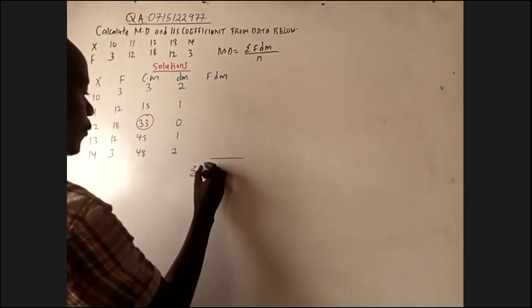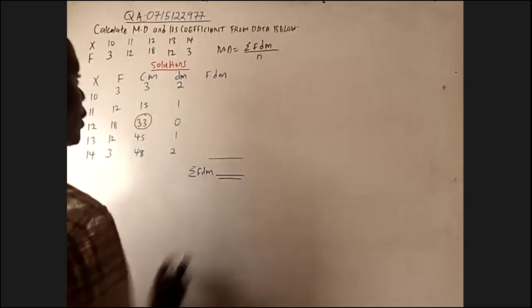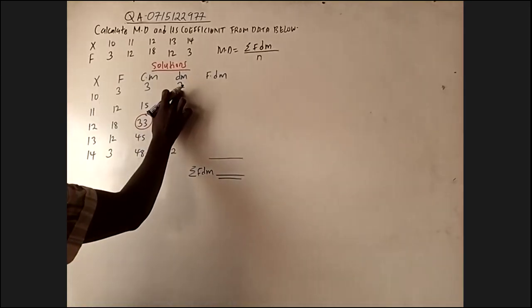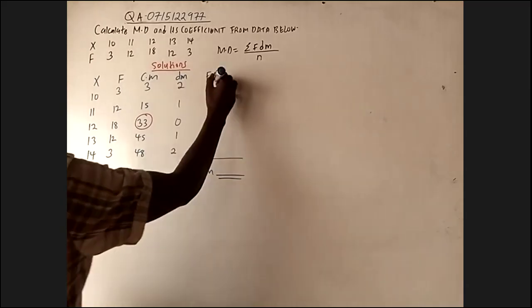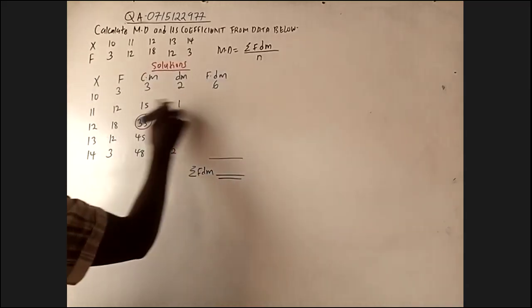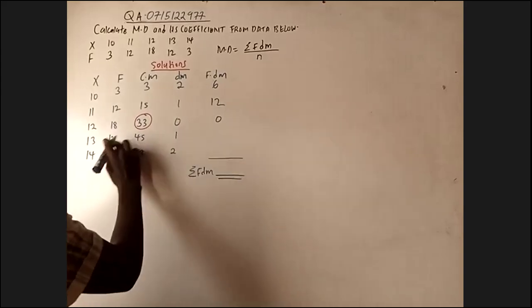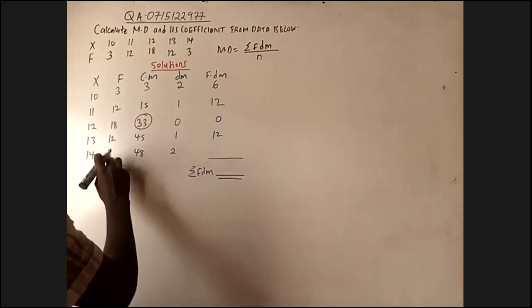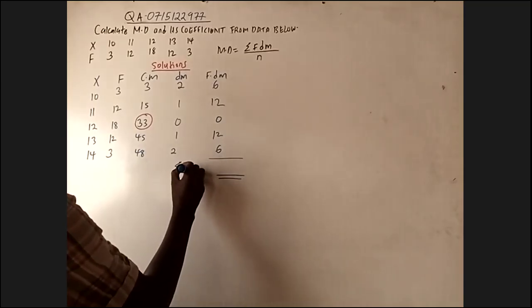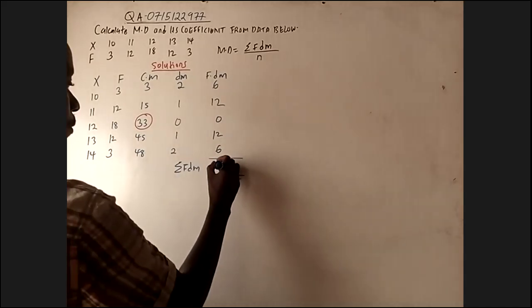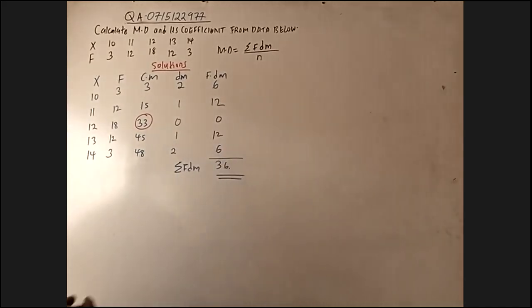So let's find the summation of FDM. F times DM. So 3 times 2, 6. 12 times 1, 12. 18 times 0, 0. 12 times 1, 12. 3 times 2 is 6. What would be our summation? 36.